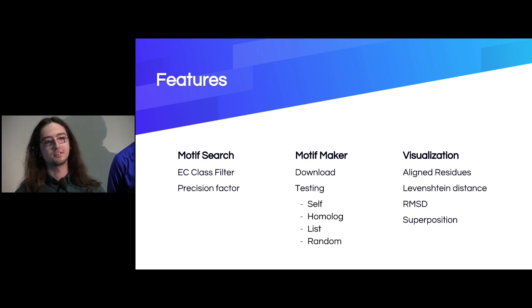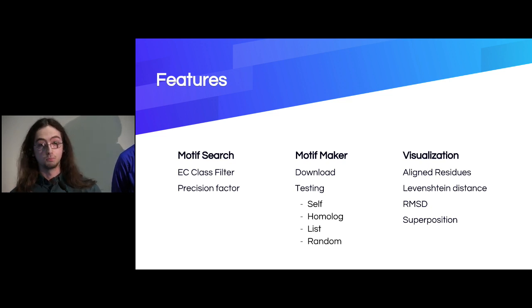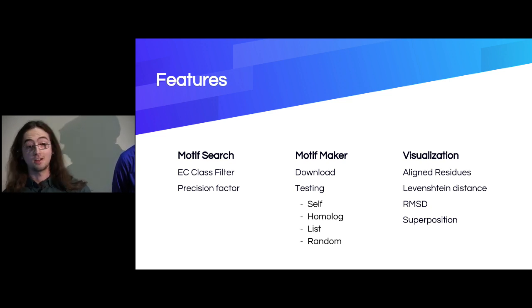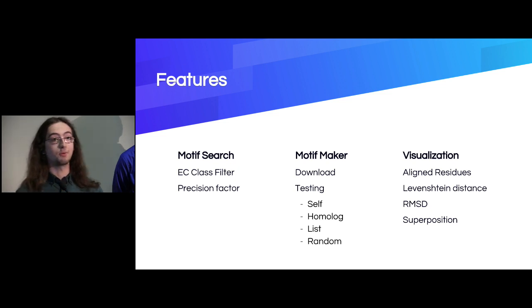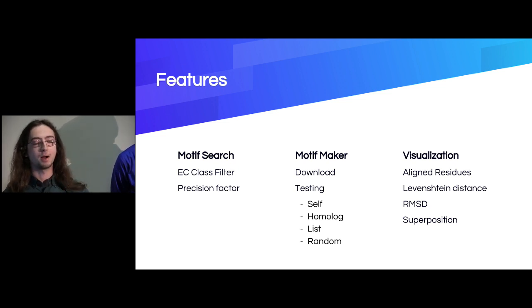The first type is a self-test. This is essentially a sanity check. We want to make sure that when we make a motif, it aligns with itself. If it doesn't align perfectly with itself, there must be some problem with your motif, and you don't want that.